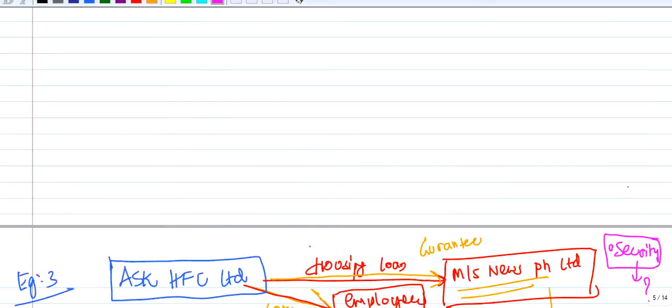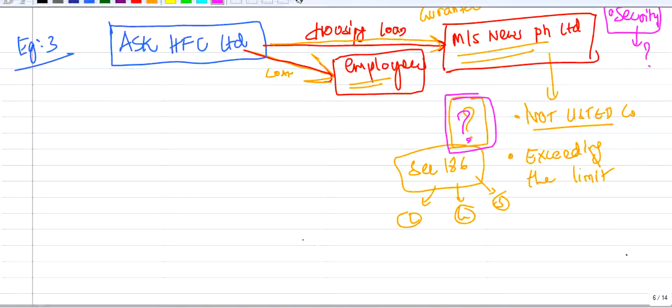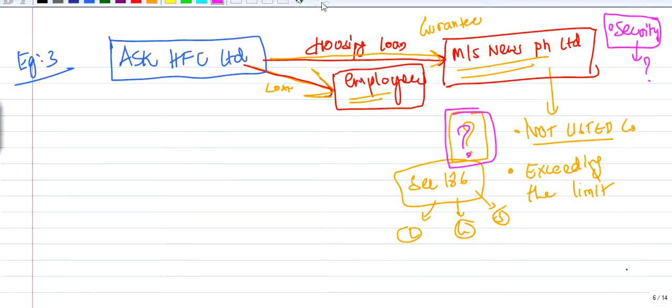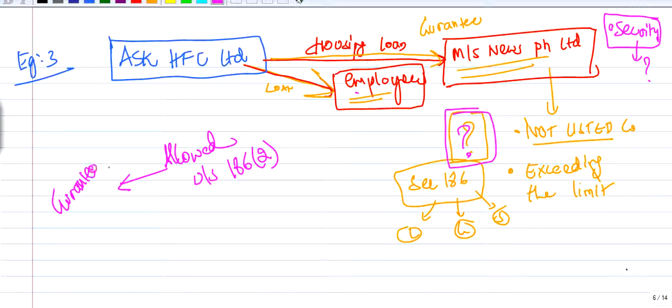So our third example, part 1 is solved. So loan is given to employees and they give guarantees, so this is allowed under section 186. For the guarantee, because an employee will not come under the word person, loan to any person.